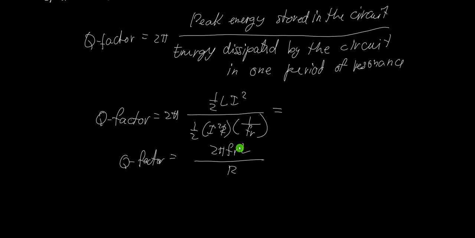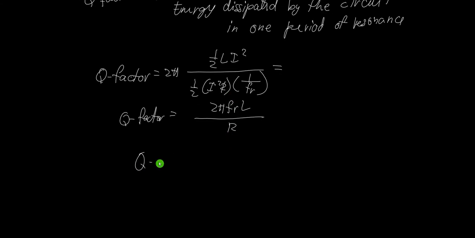And what is 2 pi f of r? That's actually our natural frequency omega r. So we can say that Q factor in terms of omega r will be equal to omega r L all over R. So this is another definition for a Q factor. You look at the numerator. Numerator is actually just the XL, the inductive reactance, all over the resistance. It's just the ratio of the inductive reactance versus the resistance R.